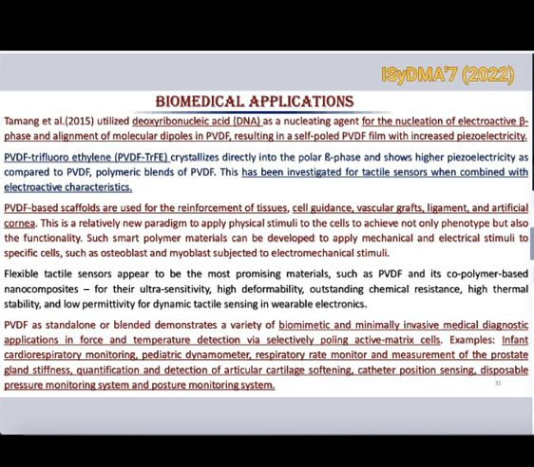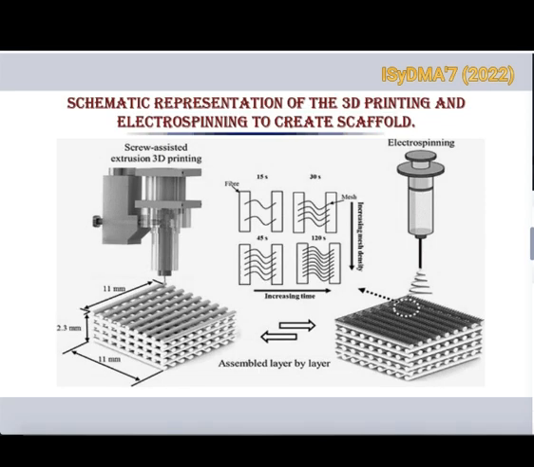So we're using PVDF trifluoroethylene, which essentially causes crystallization directly into the polar beta phase, which is an excellent material for tactile sensing. So we're using that embedded with the PVDF polymers. Such highly sensitive membranes have been experimented with in different types of biomedical applications, such as the reinforcement of tissue, cell guidance, vascular graft, ligament, and artificial cornea. And I'm going to show you a couple of applications after I show the integration of electrospinning and 3D printing as is seen in this slide.